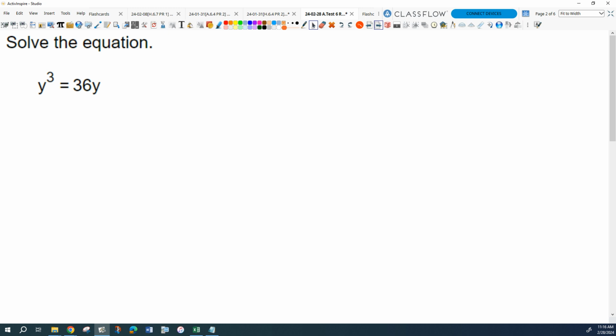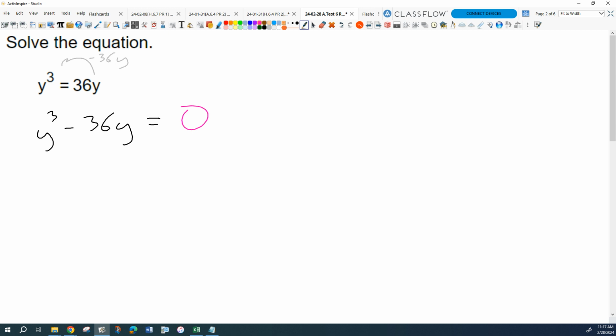Make it equal to 0. Before we do anything, we've got to put everything on one side and set it equal to 0. So we're going to subtract that 36y term over to the other side, and that's going to give us y cubed minus 36y equals 0. Okay, step 1, put it in standard form, equal to 0.